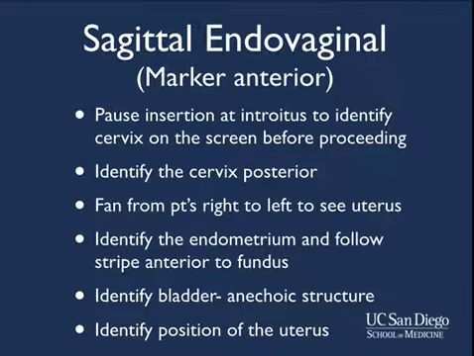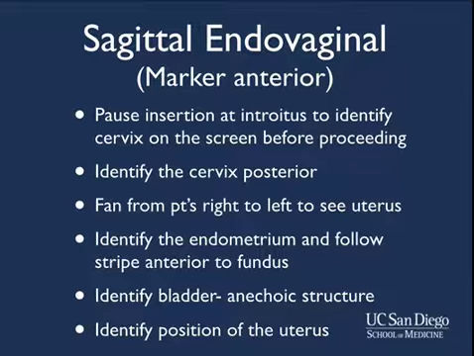For the sagittal endovaginal view, we place our marker dot anterior. We place the probe just within the introitus and pause to look at the screen to identify the cervix before we proceed slowly. As we identify the cervix, we slowly enter into the inner end to expand our view, and we notice the cervix is posterior.